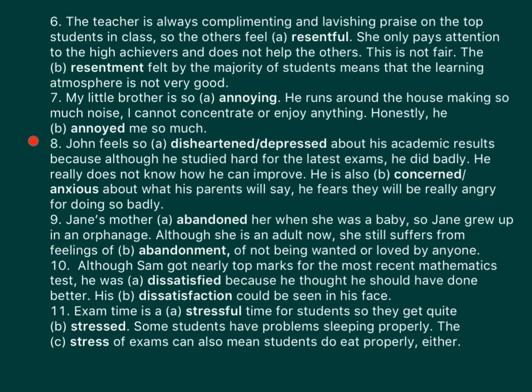Number 8, John feels so disheartened, depressed about his academic results because although he studied hard for the latest exams, he did badly. He really does not know how he can improve. He is also concerned, anxious about what his parents will say. He fears they will be really angry for doing so badly. Number 9, Jane's mother abandoned her when she was a baby, so Jane grew up in an orphanage. Although she is an adult now, she still suffers from feelings of abandonment, of not being wanted or loved by anyone.